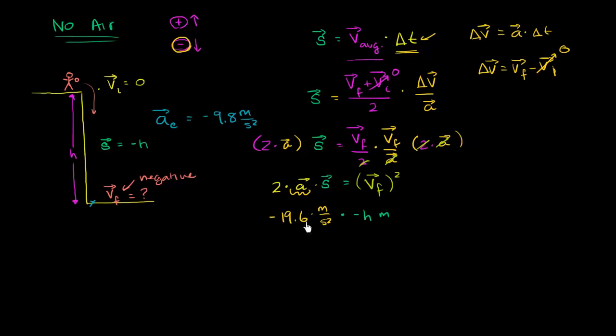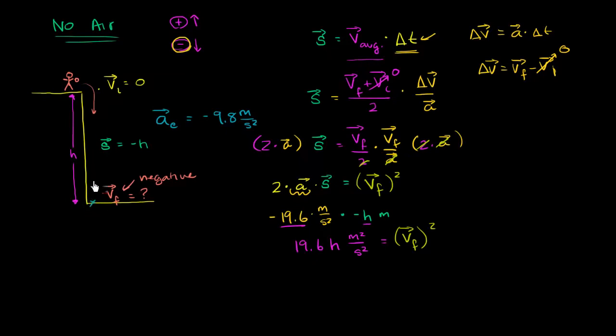So when you multiply these two things out, lucky for us, these negatives cancel out, and you get 19.6 h meters squared per second squared, which is equal to our final velocity squared. And notice, when you square something, you lose the sign information. If our final velocity was positive, you square it, you would still get a positive value. If it was negative and you square it, you still get a positive value.